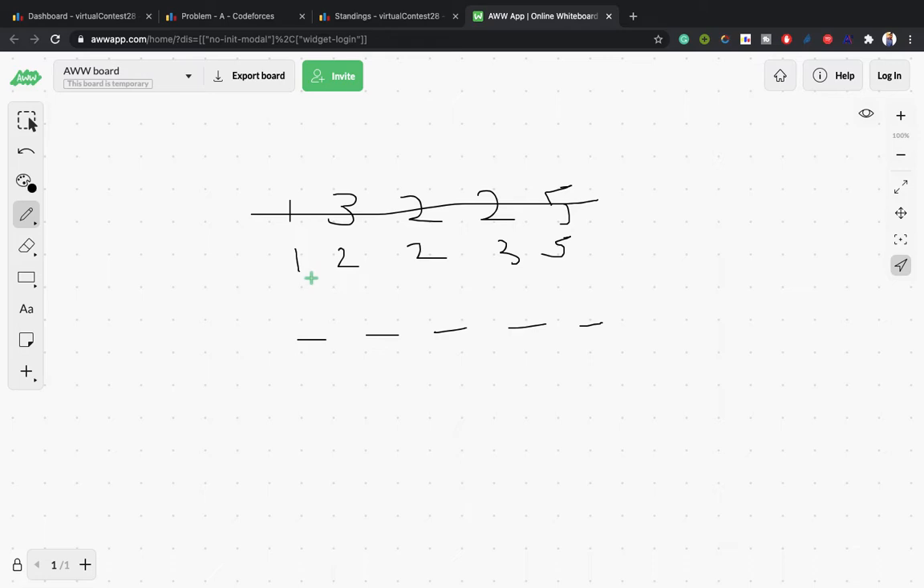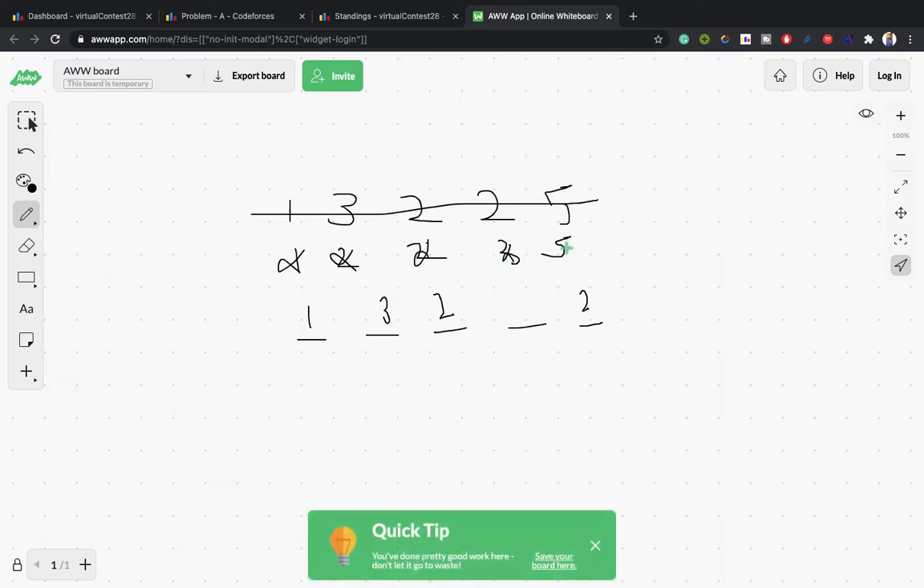Now I start placing in the right order, from 0 to 1. First I place 1 here, then 2 here, then 2 here, then 3 here, then 5 here. Now you can observe that this is an even place and it is more than before, this is an odd place and it is lesser than the previous one, and so on.